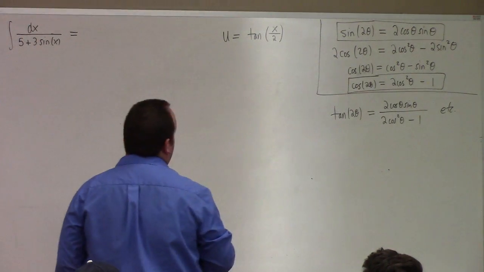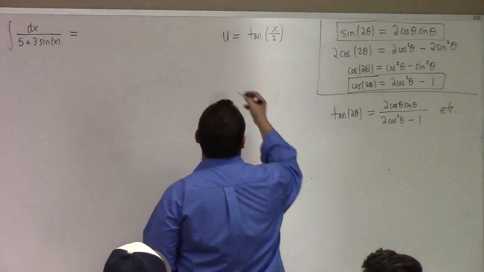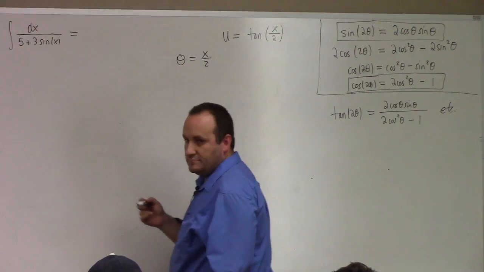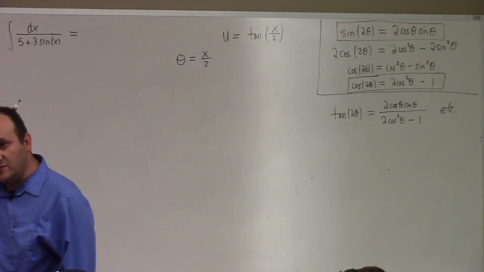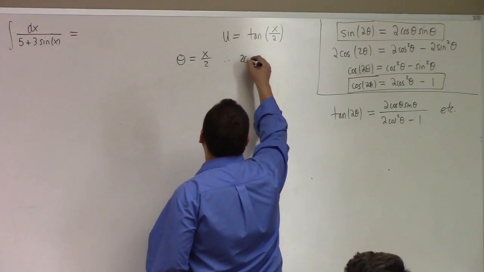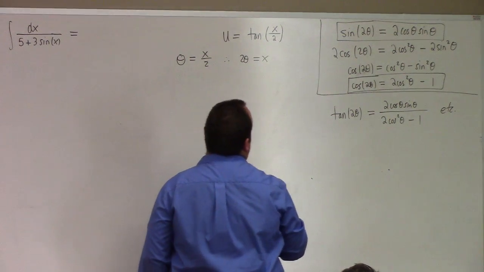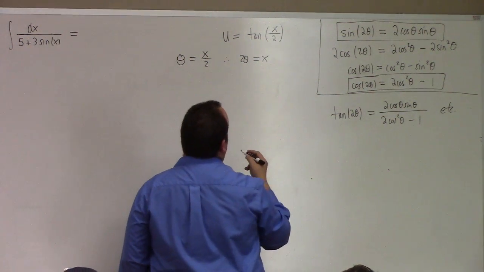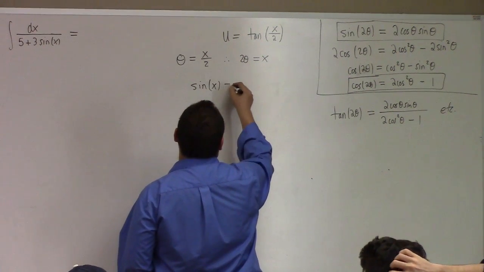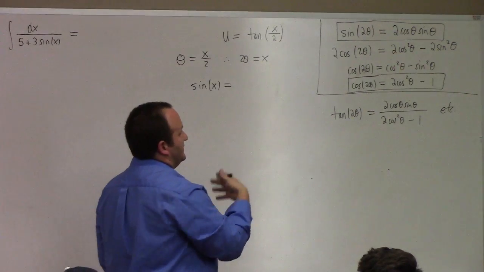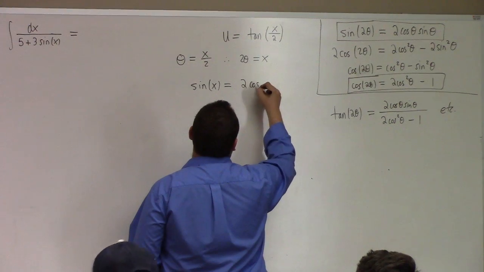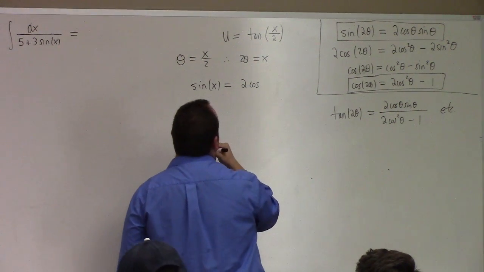Okay, so what we're going to do is basically let theta equal to x over 2. If you let theta equal x over 2, what's 2 theta? Yeah, 2 theta is x. So what's this tell us? For example, what is the sine of x equal to? 2 cosine theta sine theta. Right, which is what? 2 cosine x over 2 sine x over 2.